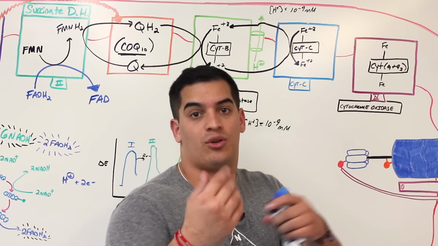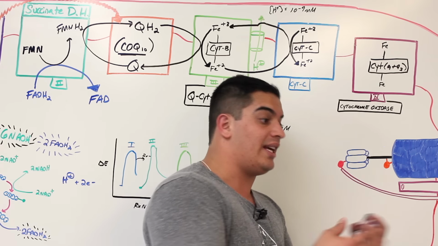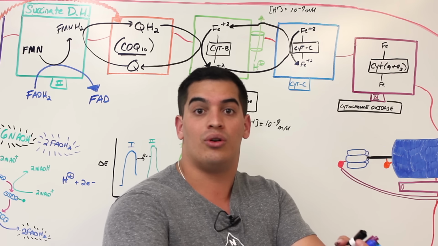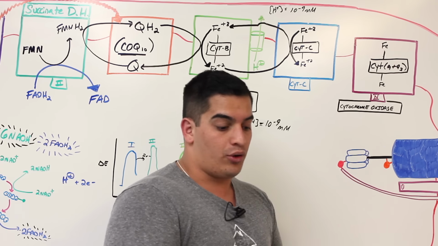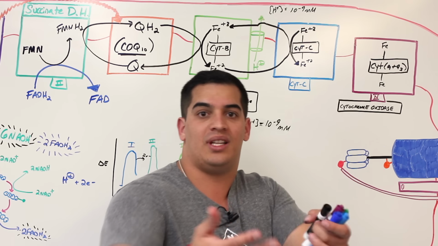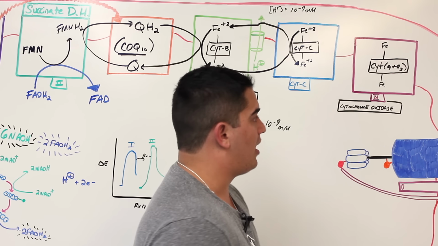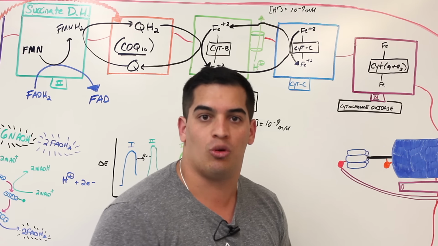Coenzyme Q doesn't want it. He gives it to another coenzyme Q. That one doesn't want it either. He gives it to coenzyme Q. Q gives it to who? Cytochrome B. Cytochrome B gives it to cytochrome C, and cytochrome C gives it to this actual cytochrome oxidase. And it's just a game of hot potato all the way down.